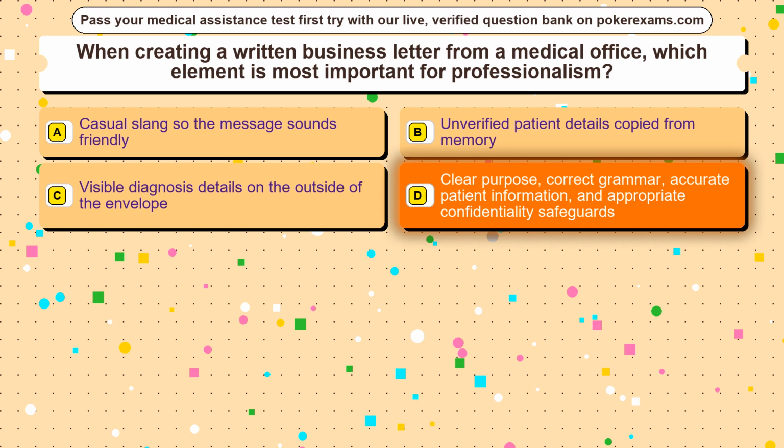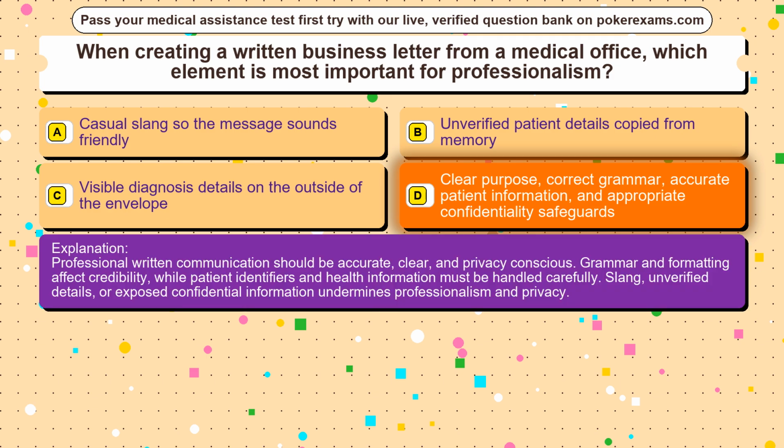The correct answer is option D. Clear purpose, correct grammar, accurate patient information, and appropriate confidentiality safeguards. Professional written communication should be accurate, clear, and privacy conscious. Grammar and formatting affect credibility, while patient identifiers and health information must be handled carefully. Slang, unverified details, or exposed confidential information undermines professionalism and privacy.